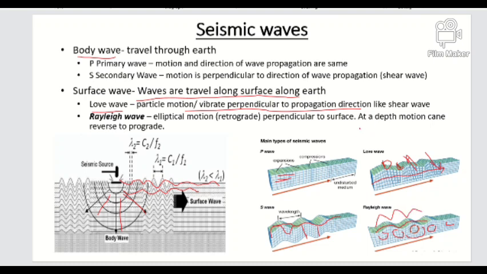With depth, the elliptical motion can reverse from retrograde to prograde. So you can see the Rayleigh wave. We will discuss the Rayleigh wave through this test, multi-channel analysis of surface waves.